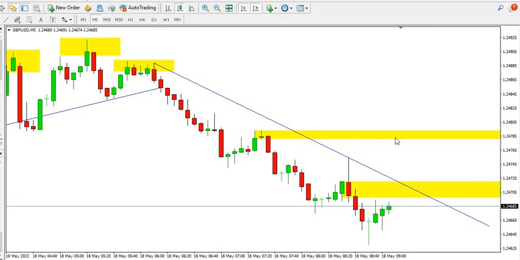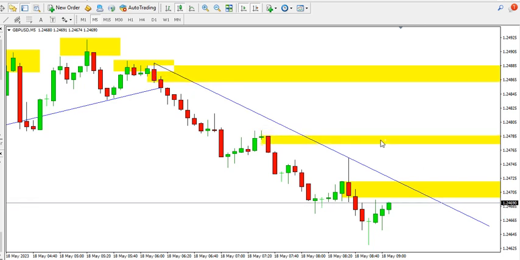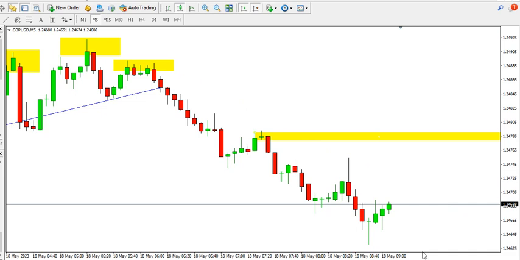But as price recovers, there are other order blocks on the way. We have this order block at the top here, and this one at the top here. There are other order blocks at the top, waiting to push price further down. So that's that on the 5 minutes.